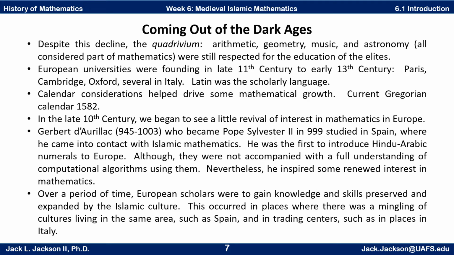In the 10th century, we begin to see a little revival of interest in mathematics in Europe. Gerbert d'Aurillac, so this would say, the d'Aurillac would say where he's from, Gerbert would have been his name, lived from about 945 to 1003. And he later on became a pope. And when he became pope, he took the name Sylvester II. That happened in the year 999.